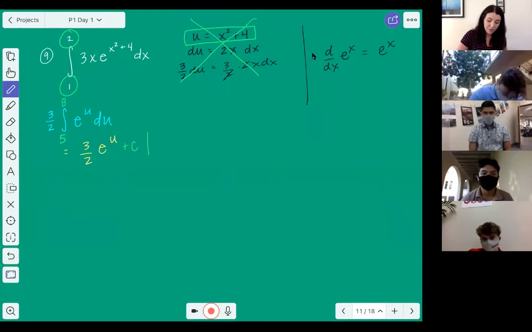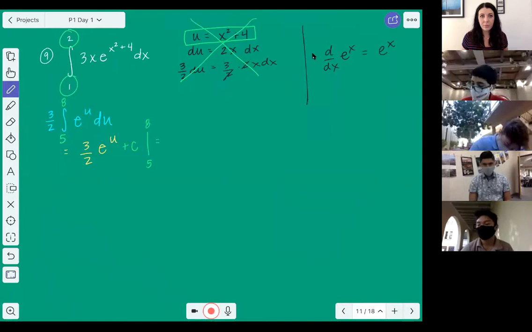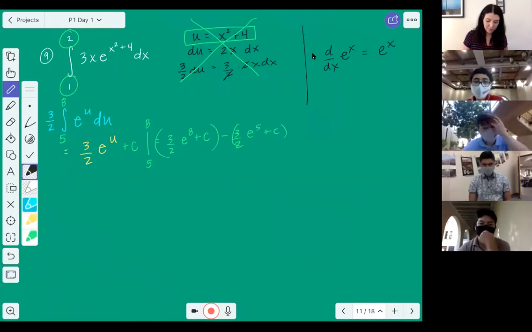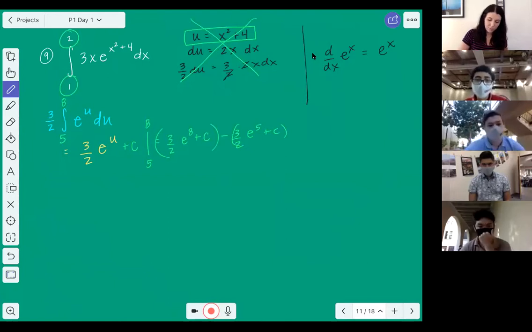We're then evaluating this from our new bounds. So not from 1 to 2, but from 5 to 8. Nico, what would I get when I plug this in? You would get 3/2 times e to the 8th plus c minus, in parentheses, 3/2 e to the 5th plus c, close parentheses. Fantastic. What cancels out there? The c. Perfect. And what are you left with? 3/2 e to the 8th minus 3/2 e to the 5th.